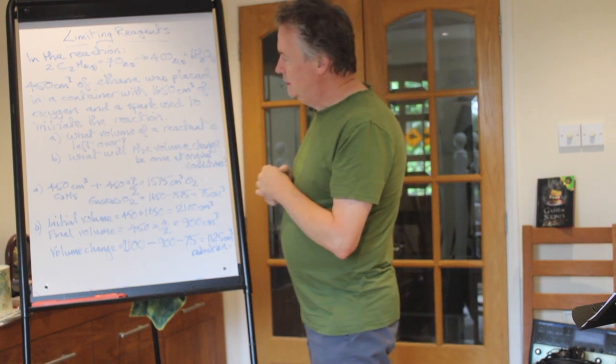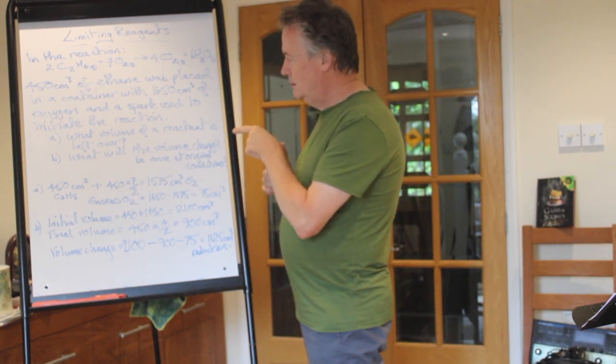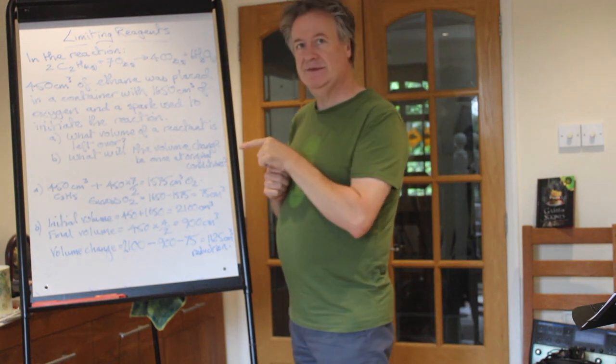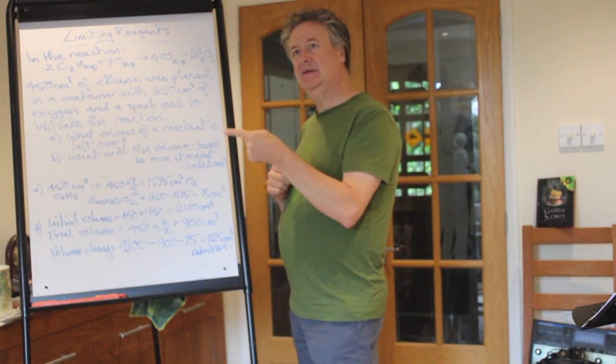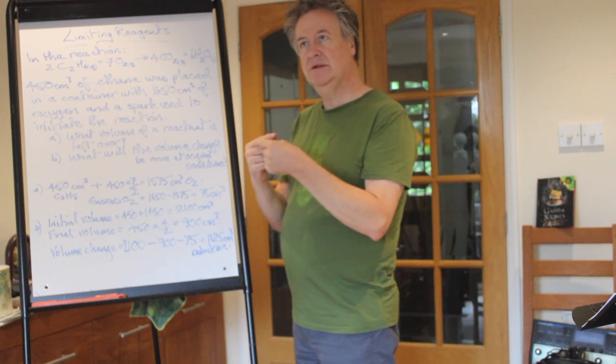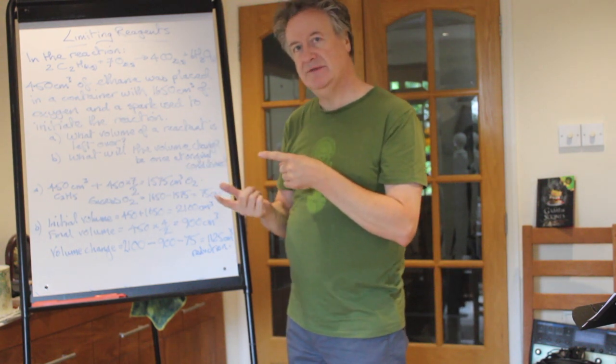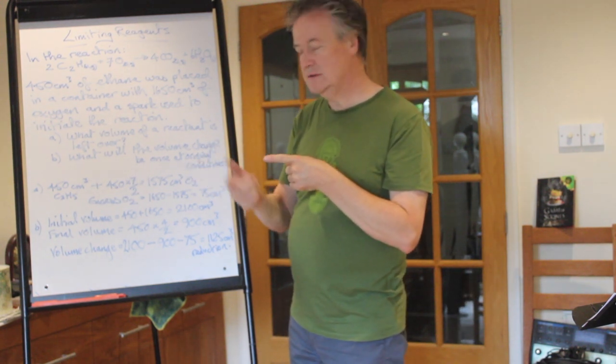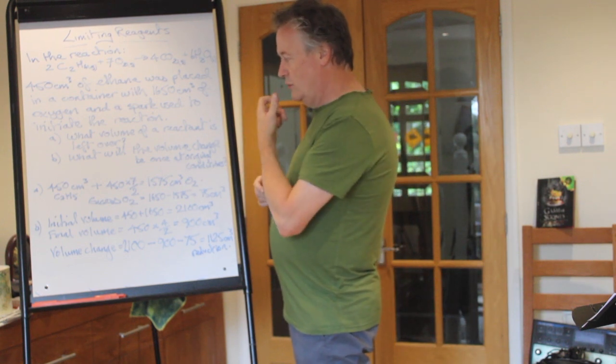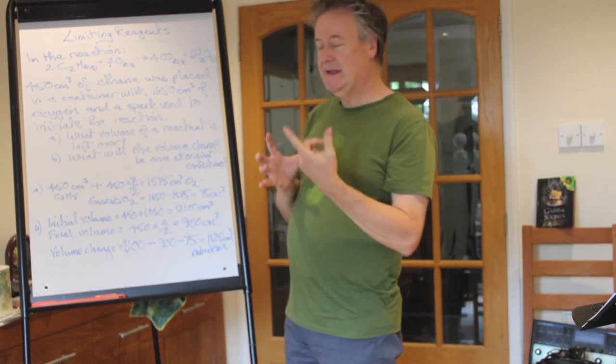And the two questions are, what volume of a reactant is left over? So that means when you work out the limiting reagent, the one that's in excess, how much is left over of that excess reagent? What will be the volume change once back at original conditions?